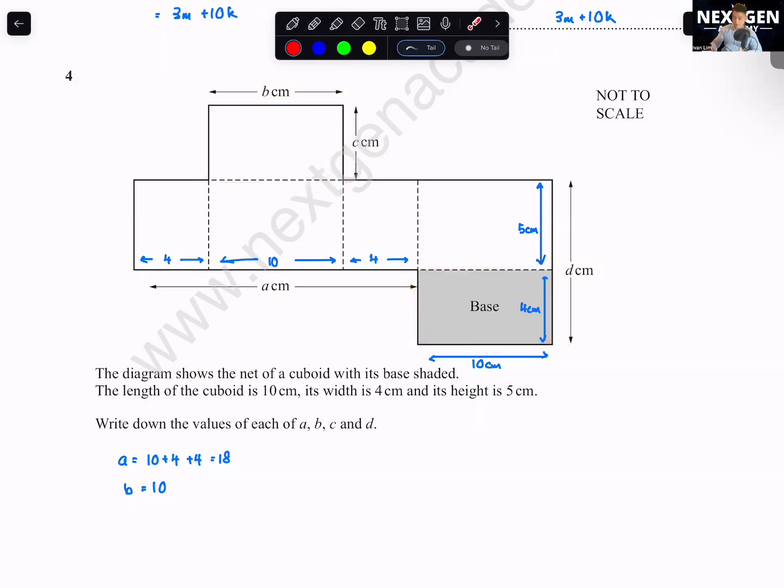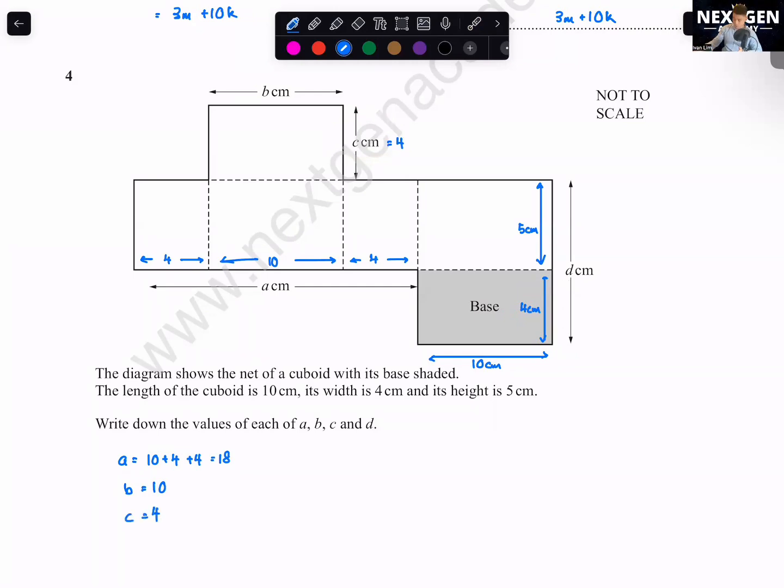Looks like 5, right? Because why? We look at it like that. No, cannot. You have to see which piece is it. This is the bottom part. This is the top part. So actually this piece and this piece here is the same. So C is actually equals to 4, not 5.